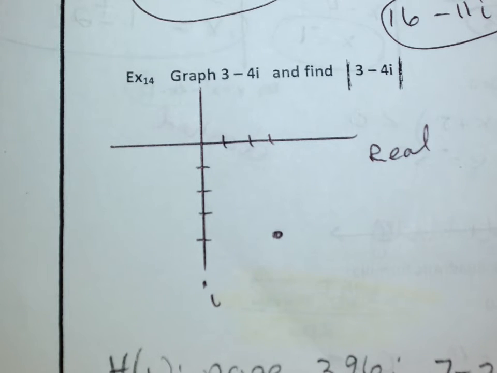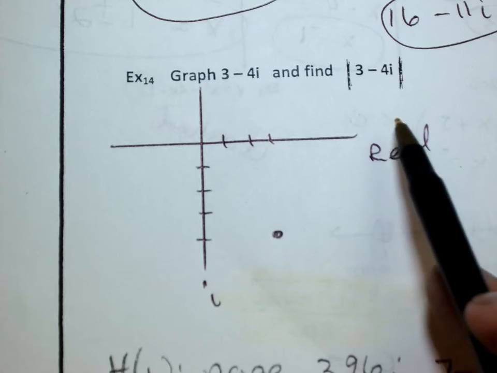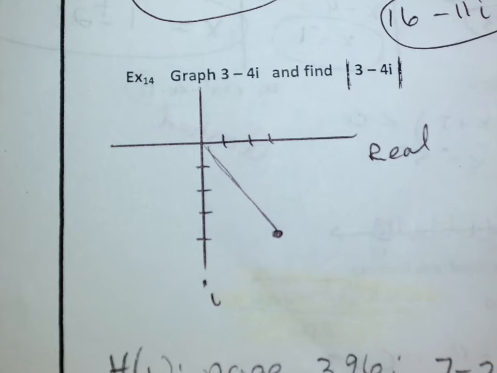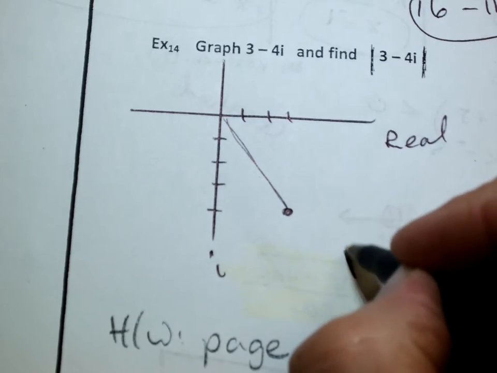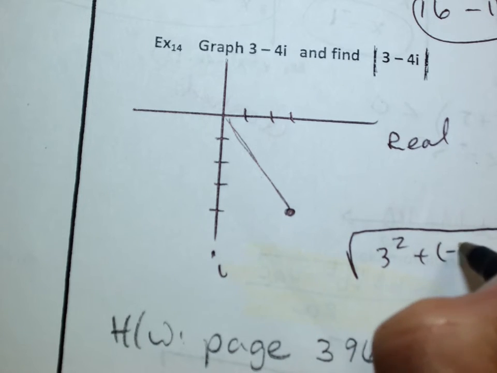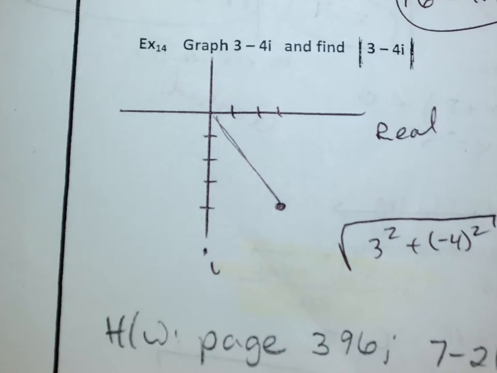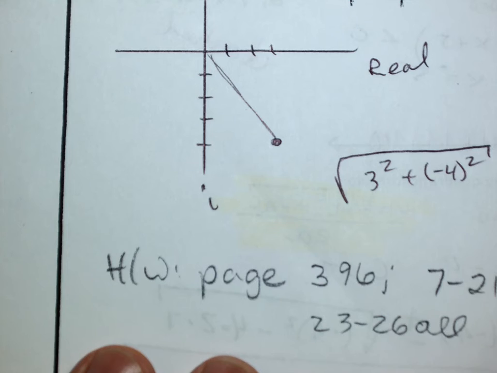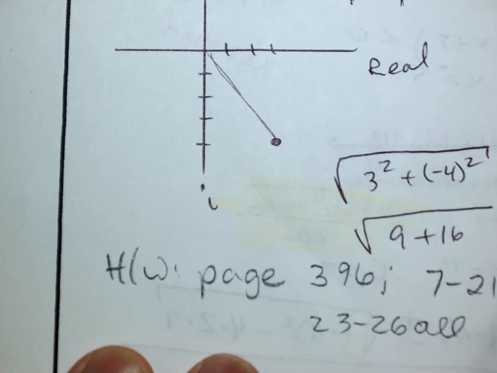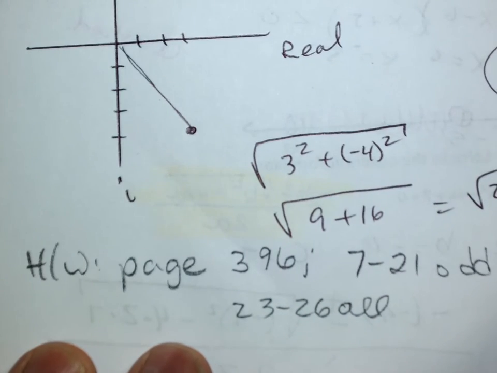If I want the absolute value, it's really just this length from here to here. So it's really the Pythagorean theorem. We go the square root of 3 squared plus negative 4 squared, which is the square root of 9 plus 16, which is the square root of 25, which is just plain old 5.